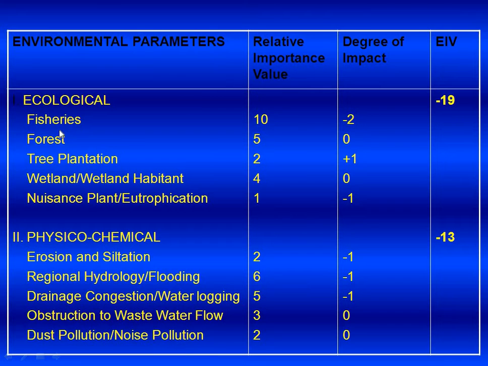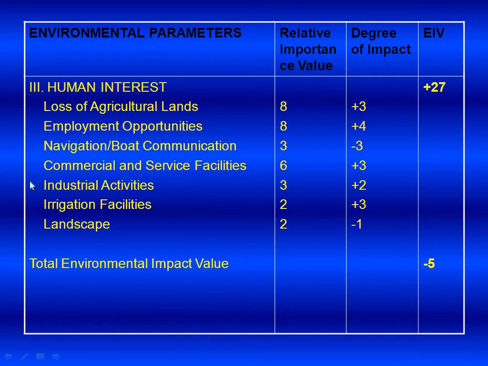Based on that, we decide which criteria have importance. Now this is the impact, negative and positive impacts. For the negative impacts, the grading is 0 to 5, and overall from -5 to +5. Then based on these two scores, we add them together, the sum. So now this is for the ecological aspects. The EIV, environmental impact value, is -19, and for physiochemical it is -13. Similarly, it is carried out for human interest, the sociological aspects.